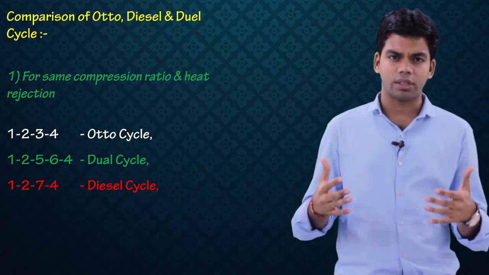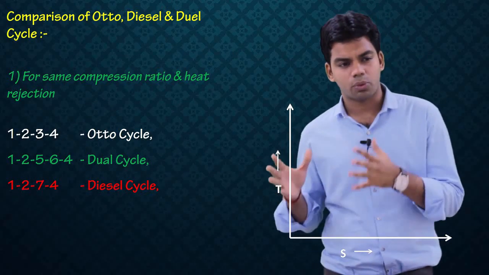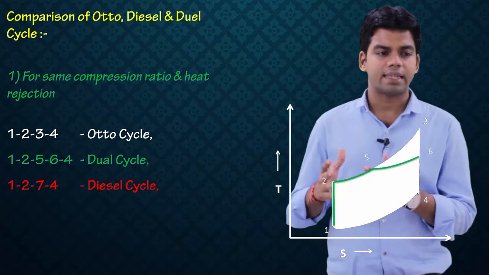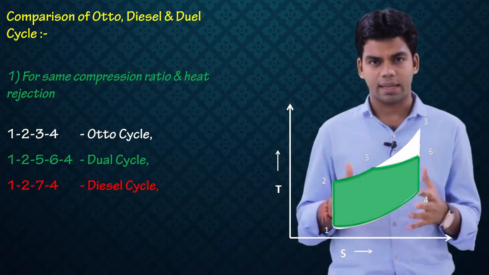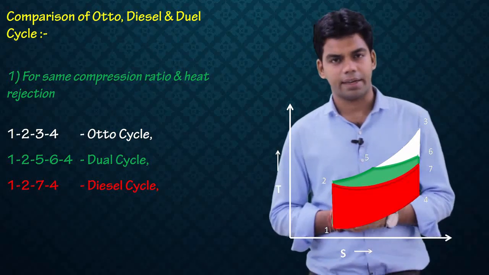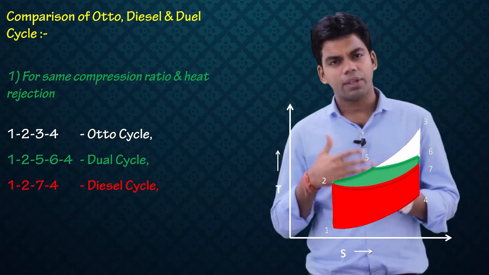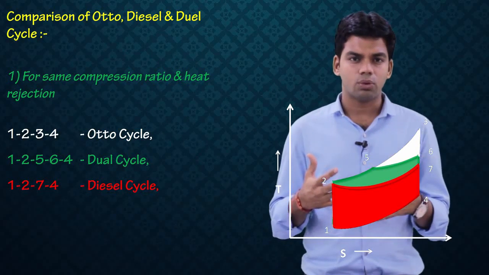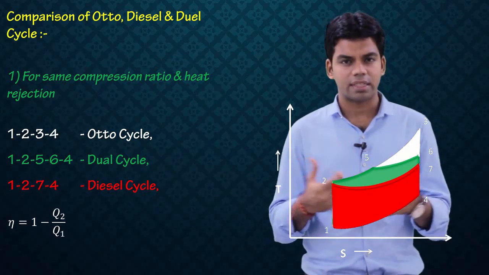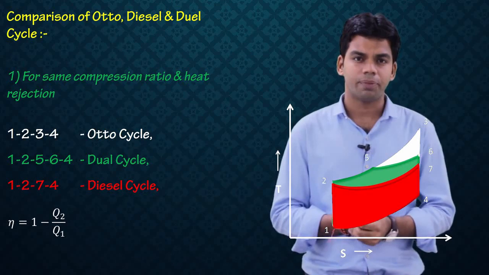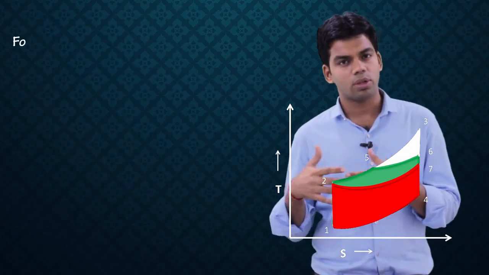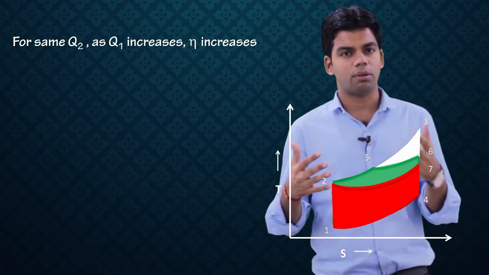Now similarly you can draw the TS diagram for this. Process 1, 2, 3, 4 is the Otto cycle in white, then 1, 2, 5, 6, 4 is the dual cycle in green, and then 1, 2, 7, 4 is the diesel cycle in red. Okay. Now how can we compare the efficiency now? So efficiency, as we know, is 1 minus Q2 by Q1. Because heat rejection is same in the three cycles, Q2 has to be same. So the only factor on which efficiency is depending is Q1. That means more is the value of Q1, obviously more will be the efficiency.